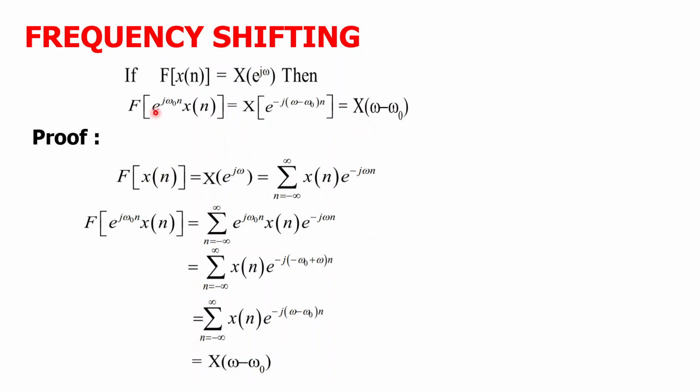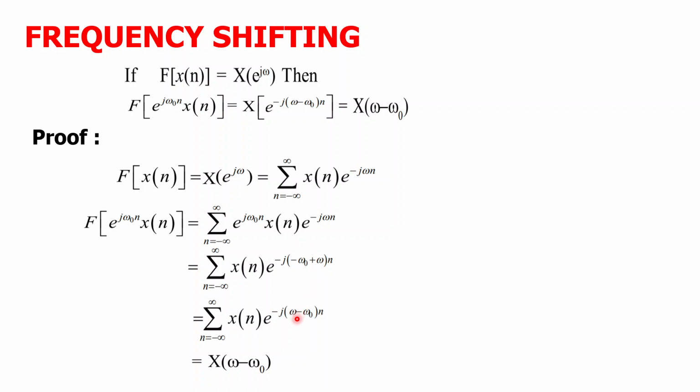So here consider the signal e power j omega naught n x of n. Summation over n equal to minus infinity to infinity e power j omega naught n x of n e power minus j omega n. So how can we write? We can write x of n e power minus j into omega minus omega naught into n.